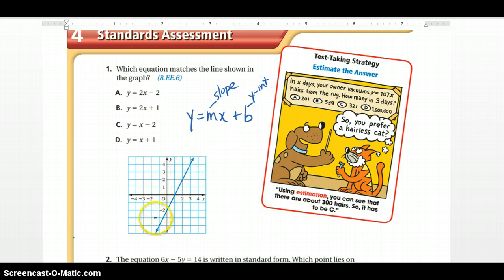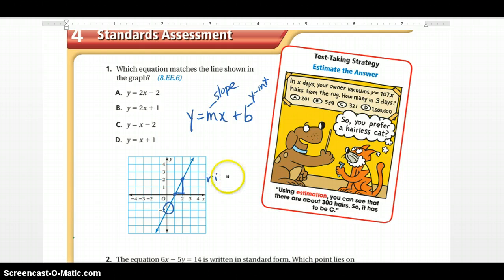So as I look at my line, I see that it touches y at -2. So I can eliminate two of the choices here just by knowing my y-intercept. Then to find my slope, I will find 2 points that are right in the crosshairs. I don't know why that disappeared. There we go. And I will draw my right triangle.